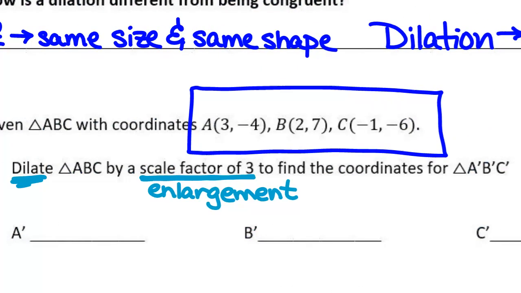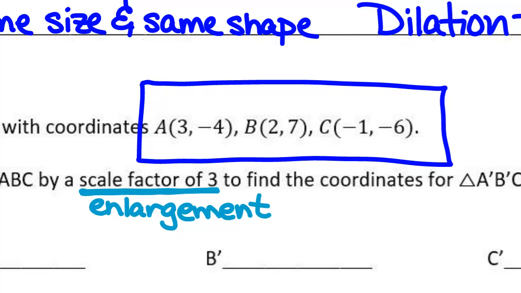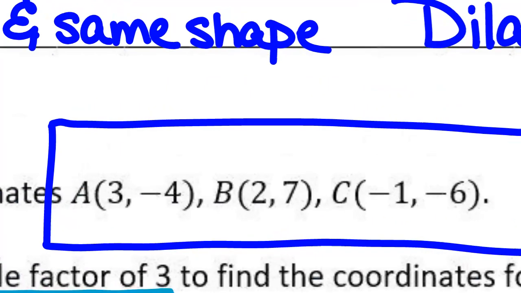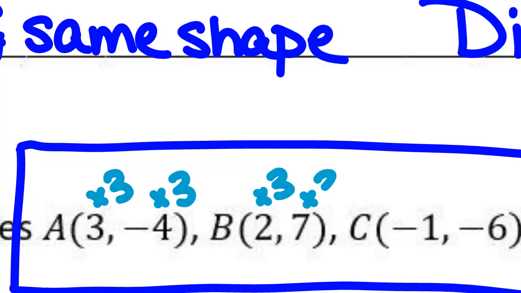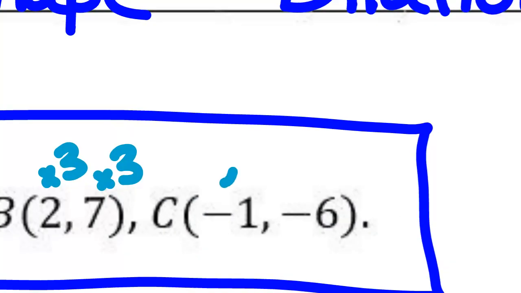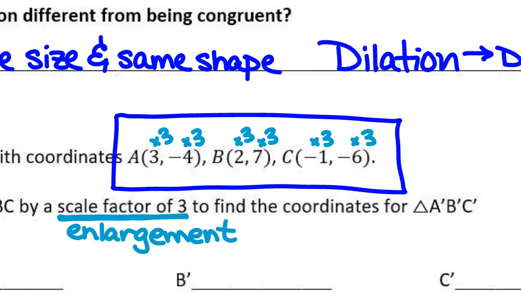Does anybody remember from yesterday how I can take my ordered pairs and dilate them with a scale factor? Multiply. What do I multiply by? In this case, 3, because 3 is my scale factor. And which parts of the ordered pair do I multiply, the x or the y? Both. So on point A, we multiply the x by 3 and the y by 3. On point B, the x by 3 and the y by 3. And same thing on point C.